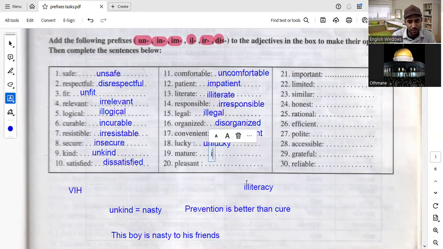Okay, mature, immature. Immature begins with M, mostly we add IM, right? We say immature. You're an immature person, right? Yes. Pleasant, very unpleasant.